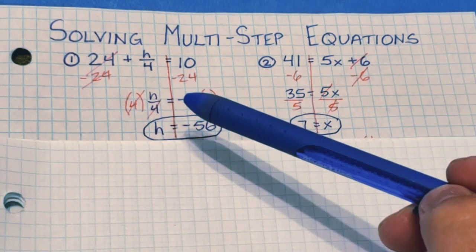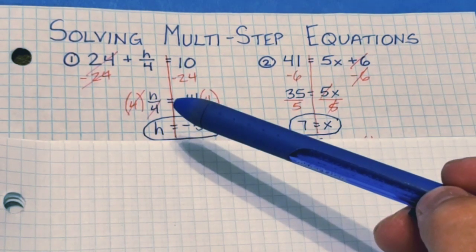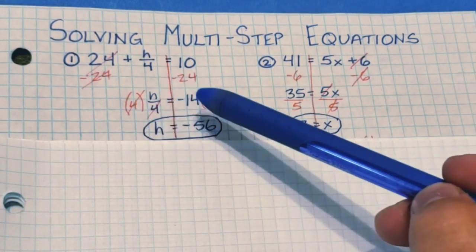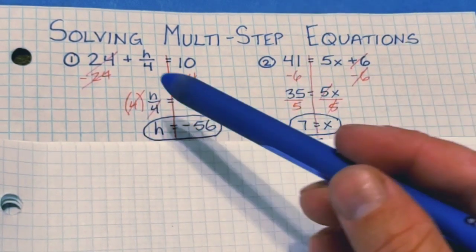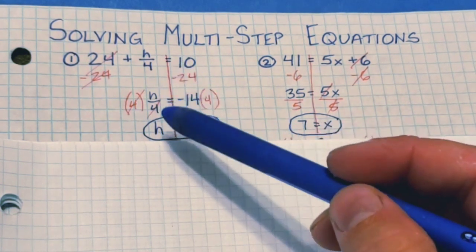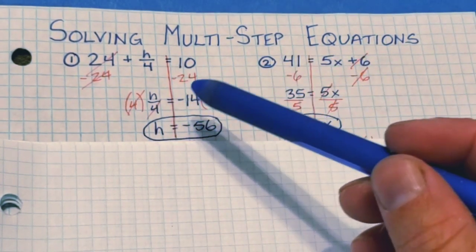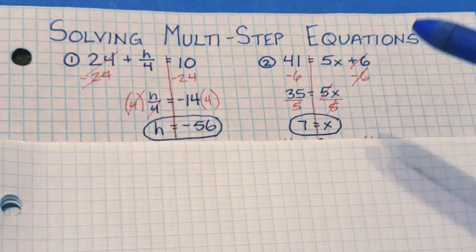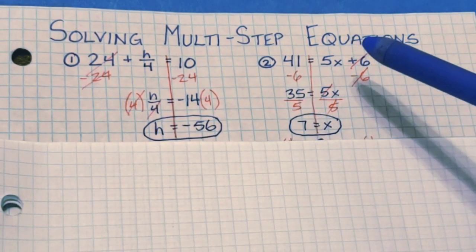Then we need to undo the coefficient. That's either multiplication or division. Since h was being divided by 4, we're going to multiply both sides by 4. 4 divided by 4 is 1, which leaves the h by itself, and negative 14 times 4 is negative 56. Number 2, 41 equals 5x plus 6.